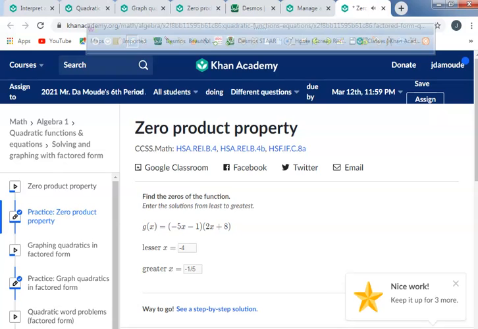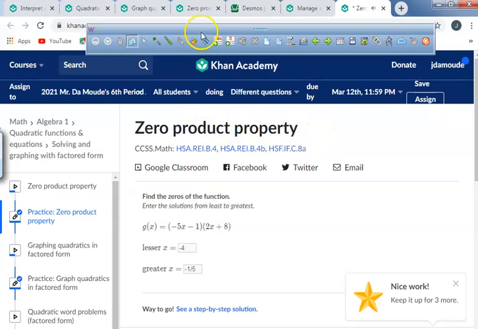All right. So guys, that's the zero product property. Go ahead and work on that, and good luck.